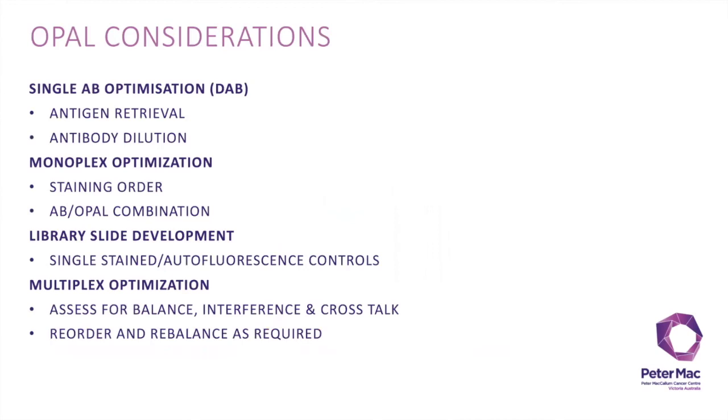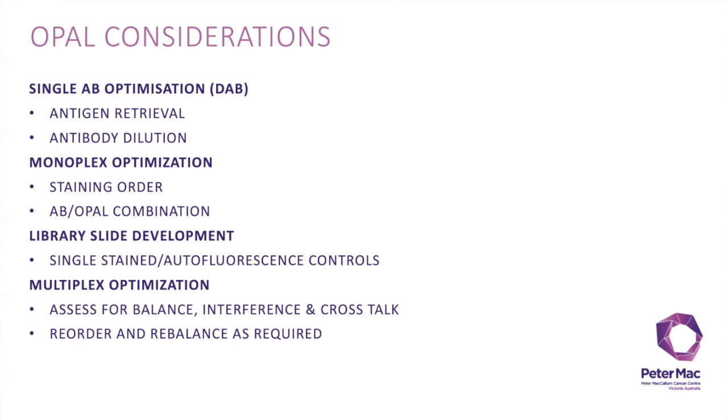Okay, so in terms of our OPAL considerations, and again, Rayhan will cover this quite a bit in her talk, things we have to bear in mind are our single antibody optimization, which we're going to do using DAB, as we've discussed earlier on how that works. Key things are our antibody dilution and our antigen retrieval. We'll then go through our monoplex optimization. So where should that stain sit within the staining order? Things like our antibody and OPAL fluorophore combinations.